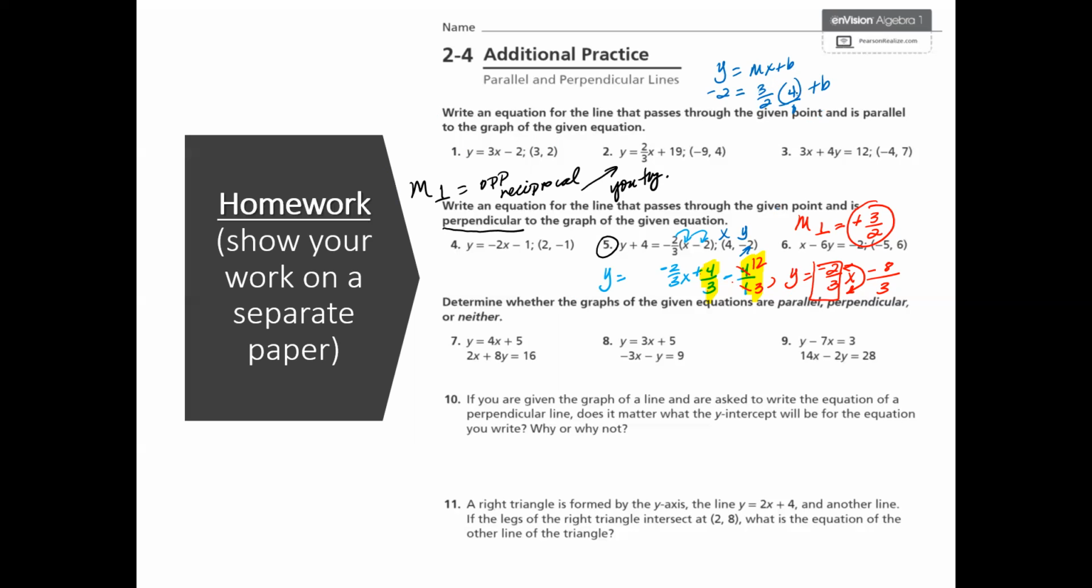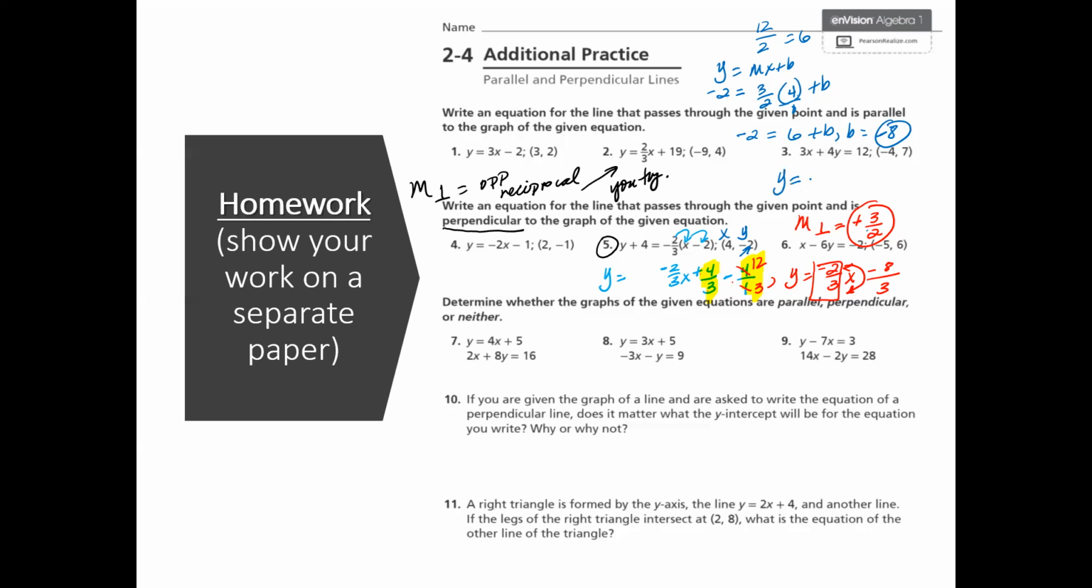So here I have 3 times 4, which is a 12. 2 times 1, which is a 2. If I divide it mentally, it's going to give me a 6. So negative 2 equals positive 6 plus b. So if I were to solve for b, I will have to subtract the 6. So negative 2 minus 6 is a negative 8. So there you have it, m and your y-intercept.